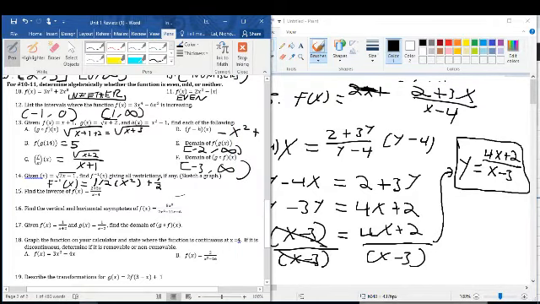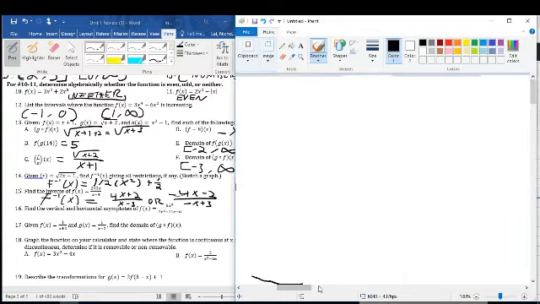So the inverse of the function is equal to 4x plus 2 over x minus 3, or negative 4x minus 2 over negative x plus 3. Find the horizontal and vertical asymptotes of the function.